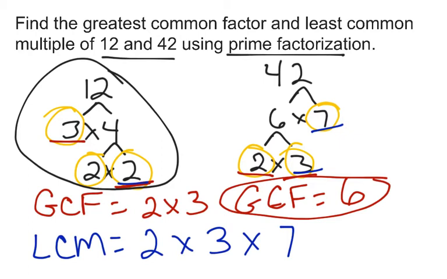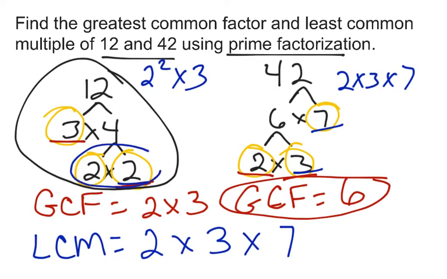On both sides I'm kind of looking at these as one big tree. Then I take my highest exponent. Well, on this side we have 2 squared times 3. Here we have 2 times 3 times 7. So my highest exponent, of course, is 2 times 2, which is 2 squared.